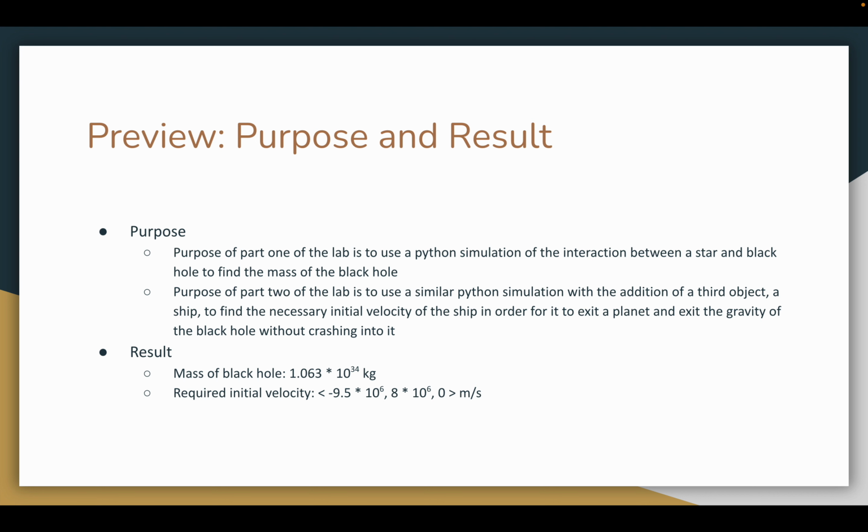The purpose of part two of this lab is to use a similar Python simulation with the addition of a third object, a ship, to find the necessary initial velocity of a ship in order for it to exit a planet and the gravity of the black hole and the planet without crashing into either other object. The result that we found was the mass of the black hole is about 1.063 times 10 to the 34th kilograms, and the required initial velocity for the ship to exit was negative 9.5 times 10 to the 6th in the x direction and 8 times 10 to the 6th in the y direction.